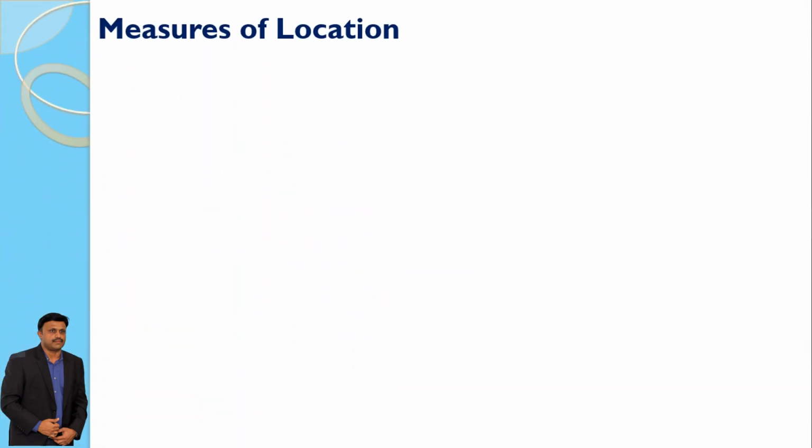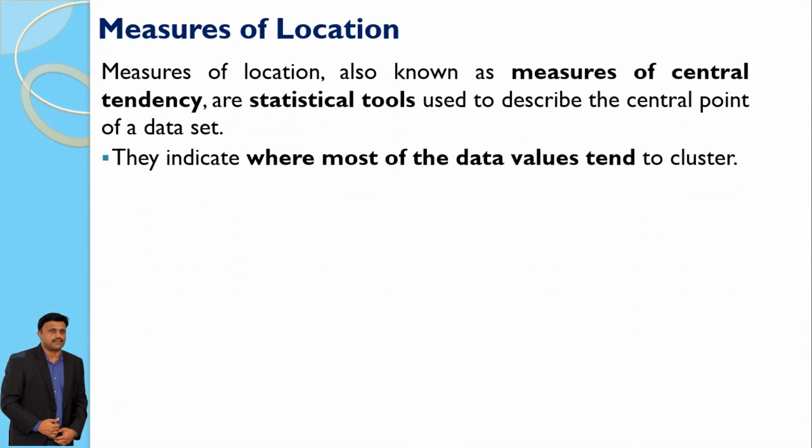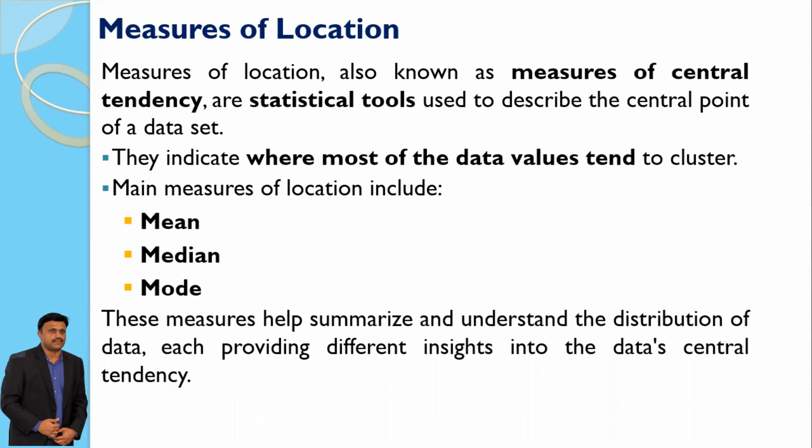Measures of location, also known as measures of central tendency, describe where most of the data values tend to cluster. The main measures include mean, median, and mode, each providing unique insights into the data's central point.